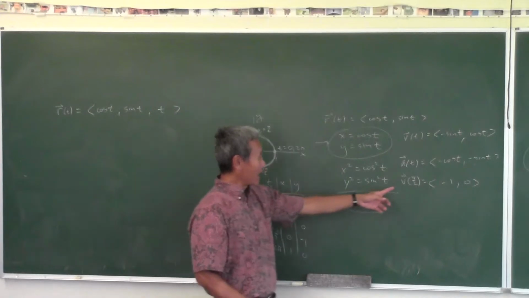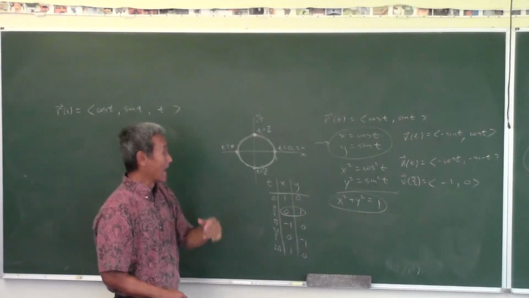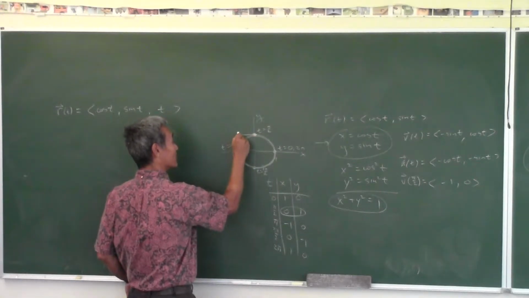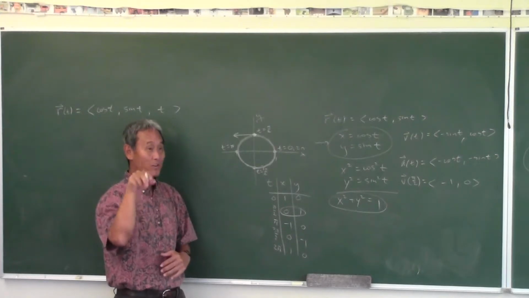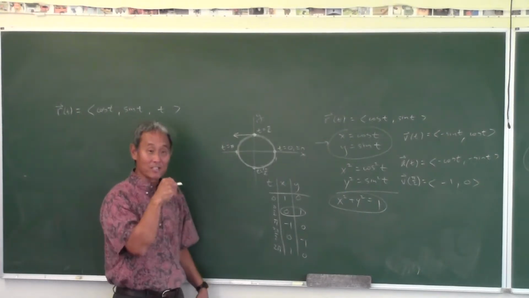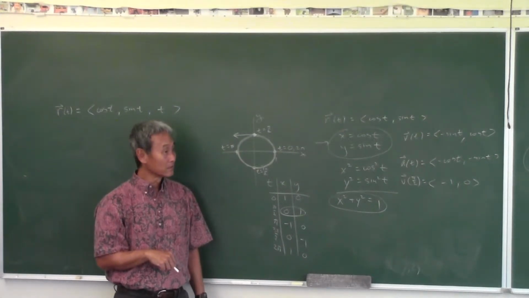So that means at pi over 2, the velocity vector has an x component of -1 and a y component of 0. That means it looks like that. Does that sound familiar from physics? Yeah. When you have uniform circular motion, the velocity is always tangent to the circle.